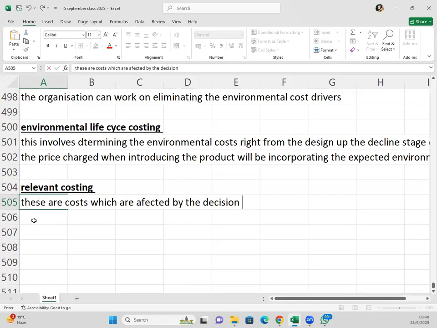So if it is relevant, it means it will either increase or decrease as a result of the decision. So the costs are affected by the specific decision we are going to make. That is a relevant cost. It is affected by the decision. So relevant costs have the following characteristics.